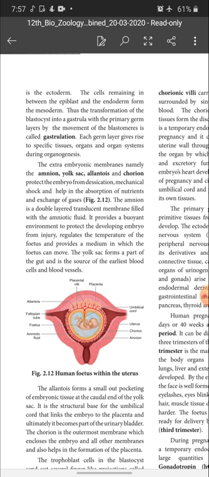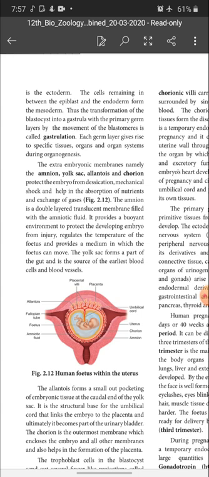Okay children, so next, extra embryonic membrane. What is called an extra embryonic membrane? That is, the embryo is surrounded by some membrane externally. Those are called extra embryonic membranes. What are the extra embryonic membranes? We can see amnion, yolk sac, allantois and chorion as the extra embryonic membranes in humans. What is their function? They protect the embryo from desiccation, mechanical shock and help in the absorption of nutrients and exchange of gases. These are the functions of extra embryonic membranes.